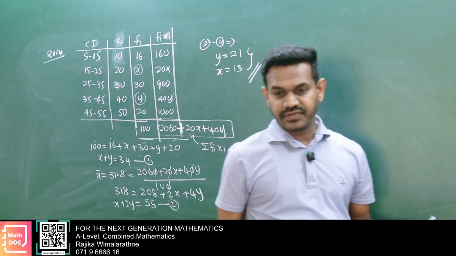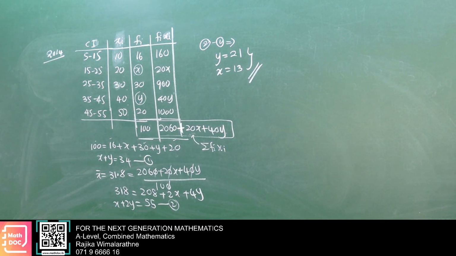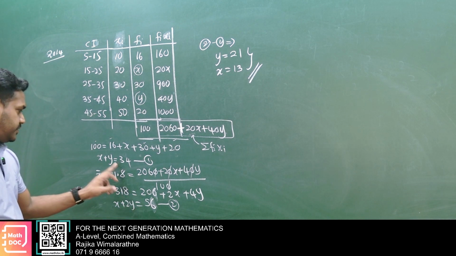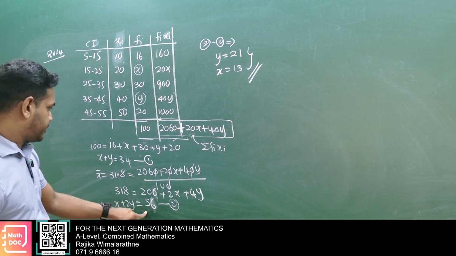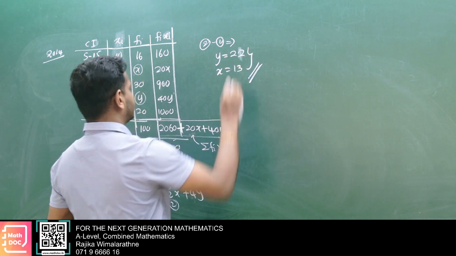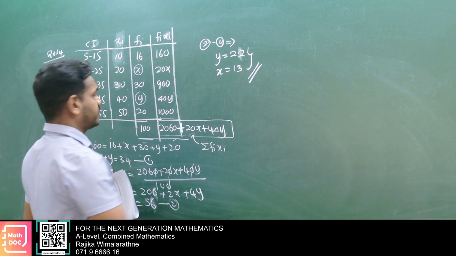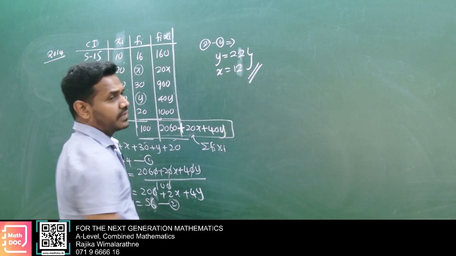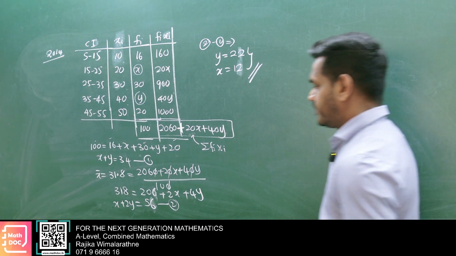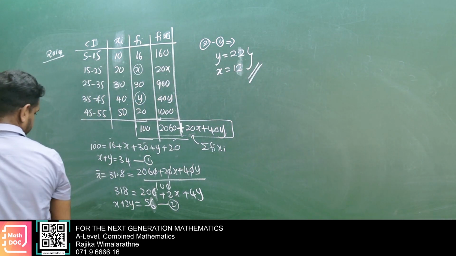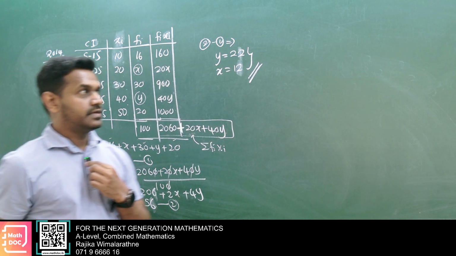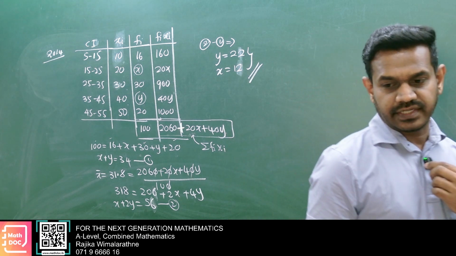Then try 2013, we have two questions. Try them. Correct it. Complete. Go to 2013, we have two questions. Start.